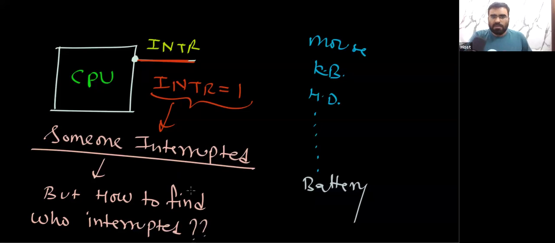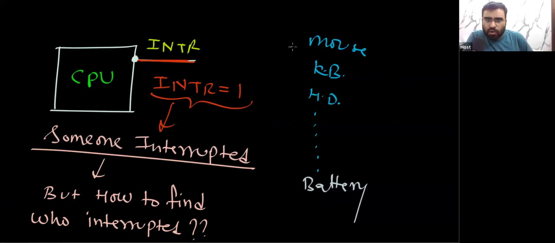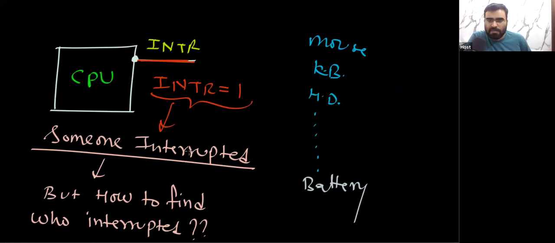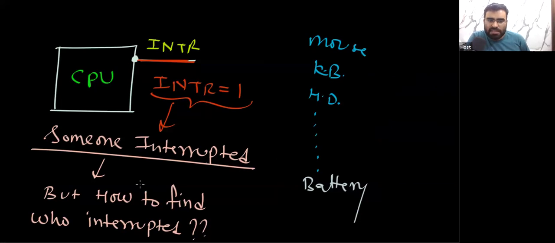Remember, it is very important to know who interrupted. Do you agree? It is very important to know which device is interrupting, because according to that, we will execute the ISR. Yes or no? If mouse is interrupting, then there is a different ISR. If keyboard is interrupting, there is a different ISR. If battery is interrupting, then we will execute the battery interrupt service routine. So it is very important to know who is interrupting. This is my question.